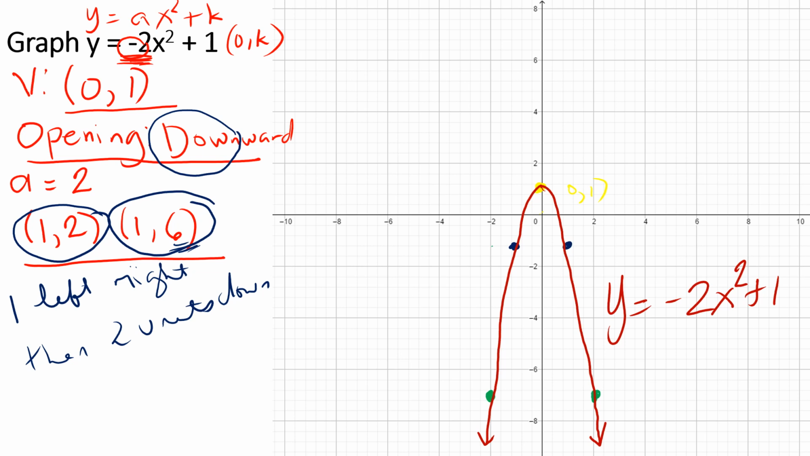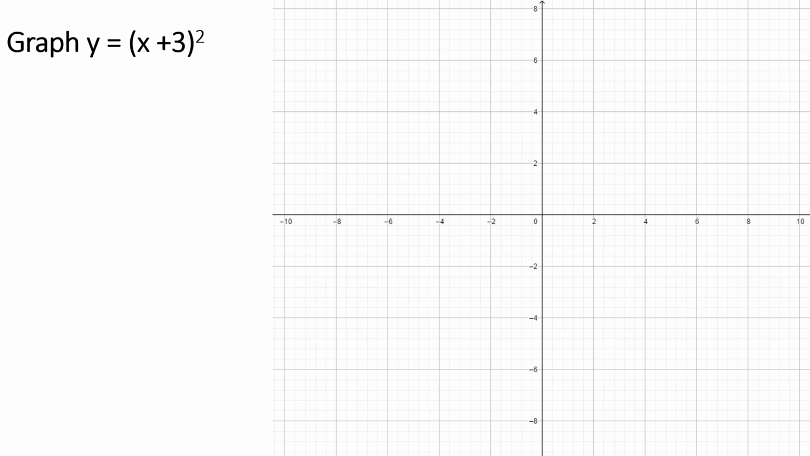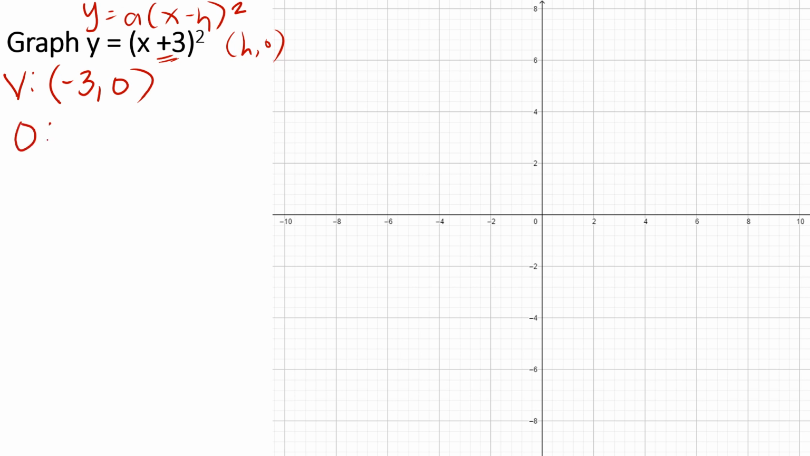Okay, punta tayo sa next example. So, katulad kanina, simulan natin, kuhanin natin yung vertex. So, ito naman, naka y is equal to x minus h squared. So, ang vertex niyan ay h, 0. Papalitan natin yung sign ng nasa loob. So, ang vertex nito, negative 3, 0. Pagkatapos, opening. Ang opening niyan, since positive yung ating value, it's upward.